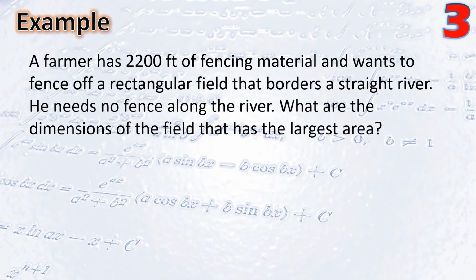Let us have example number 3. A farmer has 2,250 feet of fencing material and wants to fence off a rectangular field that borders a straight river. He needs no fence along the river. What are the dimensions of the field that has the largest area?